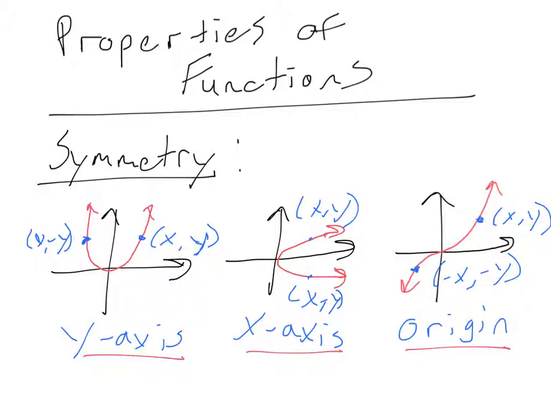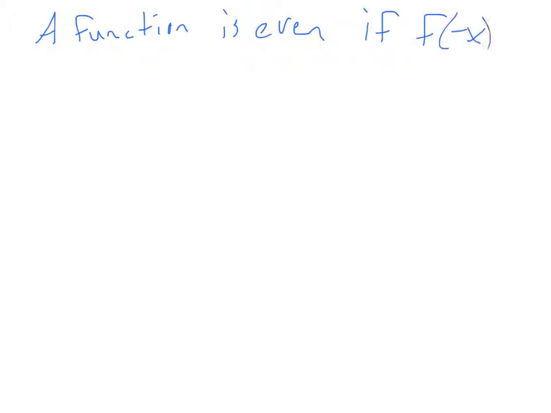And it turns out there's going to be an algebraic basis for two of these three types of symmetry based on functions that we're going to see. And the first one is whether a function is even. So first of all, this is a definition. A function is even if f of negative x is equal to f of x.